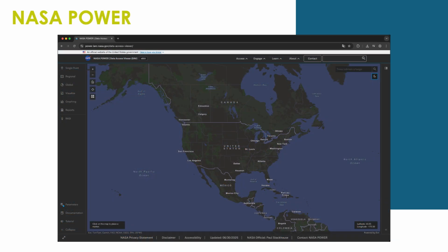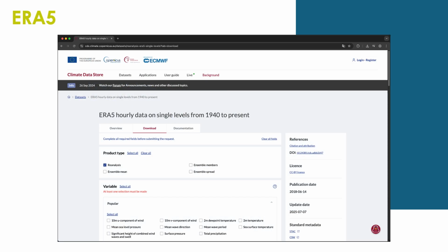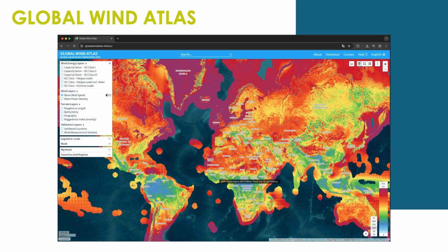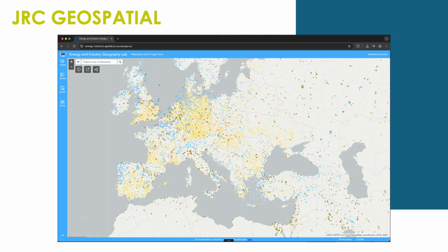Then there is NASA POWER, which provides solar and climate datasets, which are very useful for modeling renewable energy systems. ERA5 from the Copernicus Climate Data Store is a reanalysis model providing long-term meteorological data. The Global Wind Atlas is another tool which was developed by the DTU and the World Bank, and this maps wind resources at multiple hub heights. And then finally there's the GRC Geospatial Energy Industry GeoLab, which combines spatial layers of energy infrastructure and industry.